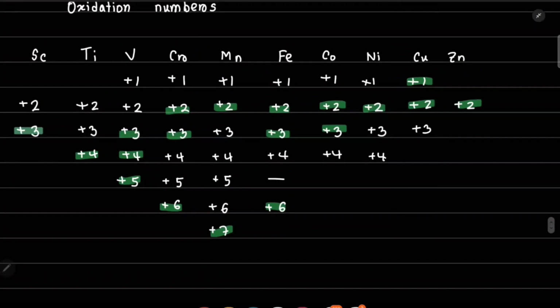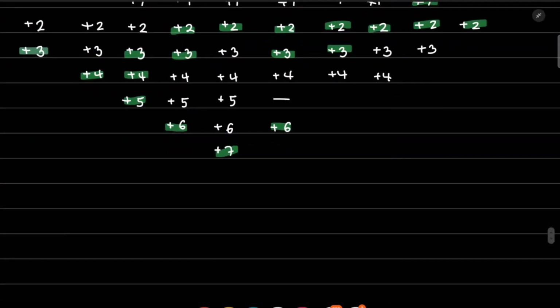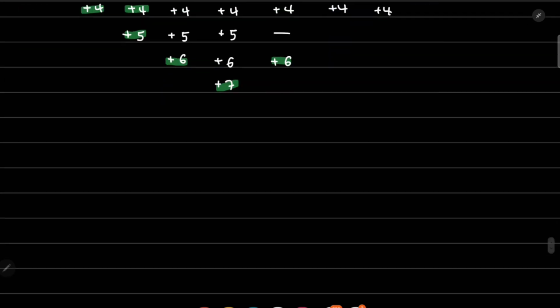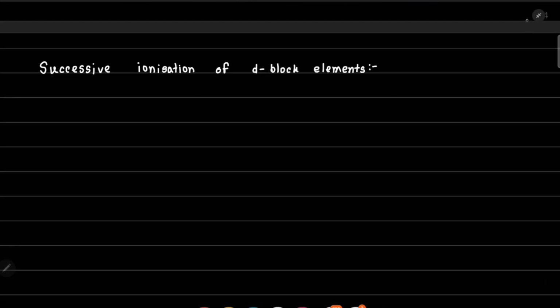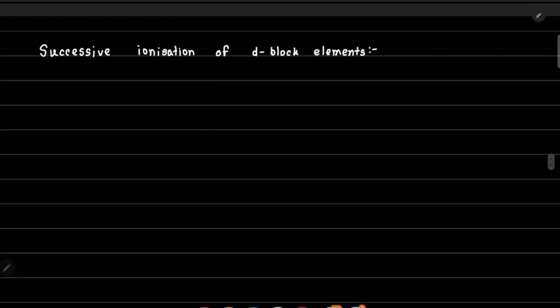Now, for the reason behind this variable oxidation states, we need to learn about the successive ionization energies of transition metals. So we'll briefly move on to that before coming back to this. For the successive ionization of d block elements, we have to learn about the big jumps.